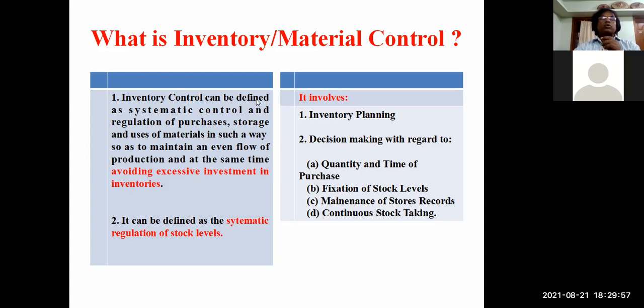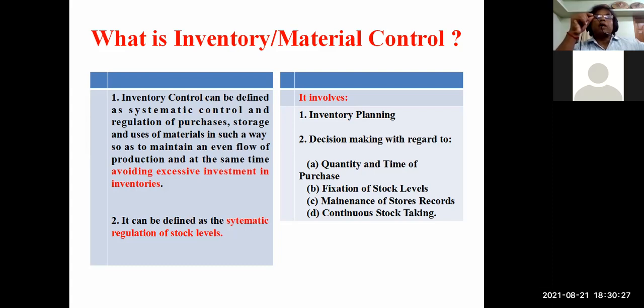So we have to learn how material can be controlled. And now I'm going only by theory, but there are some practical methods of controlling the materials. Those things we shall learn step by step. So why is material control necessary? The answer is, there should be even flow of production.